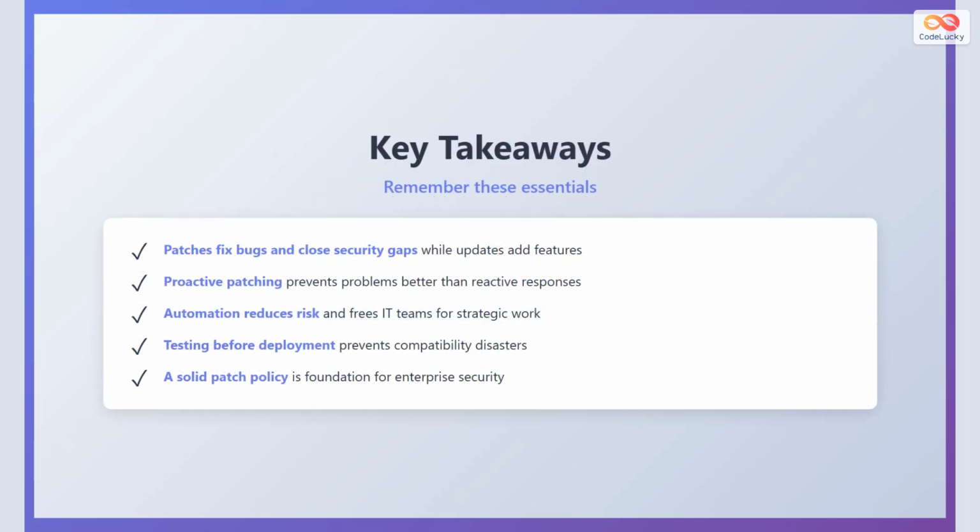Let's summarize the essential points about patches and updates. Patches fix bugs and close security gaps, while updates add new features to your software. Proactive patching prevents problems better than waiting to react to issues. Automation reduces risk and frees your IT teams to focus on strategic work. Testing before deployment prevents compatibility disasters that could damage your systems. Finally, establishing a solid patch policy forms the foundation for enterprise security and operational stability. By remembering these key concepts, you can make informed decisions about keeping your systems secure, reliable, and up to date.